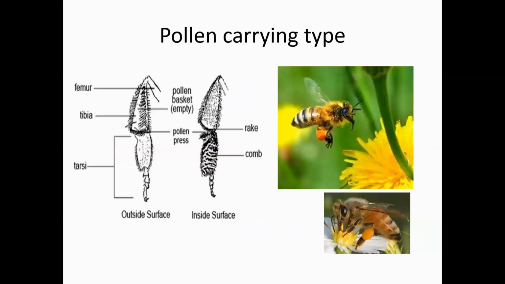Okay. The pollen carrying type is observed in case of honeybees. Here modification is seen in case of the hind pair of legs. The inner surface of tibia has a groove and it is used as a pollen basket or corbicula.